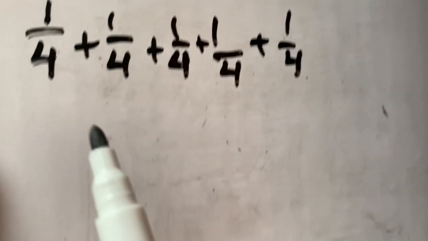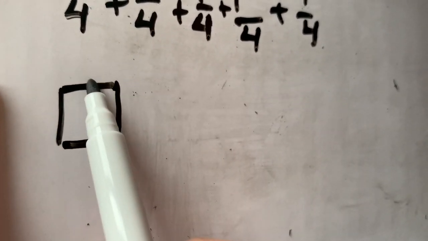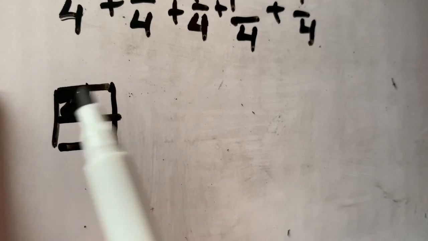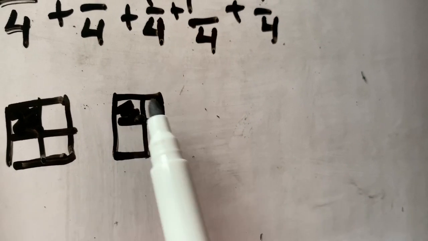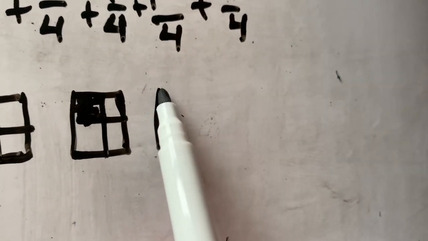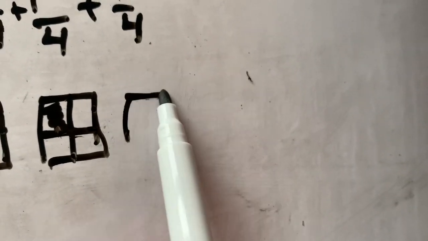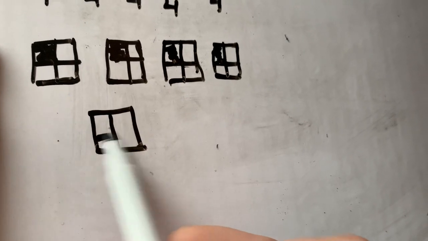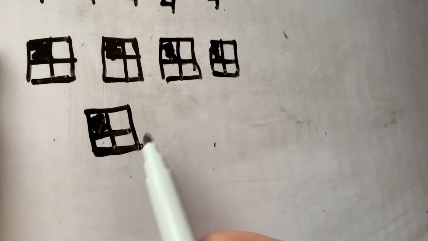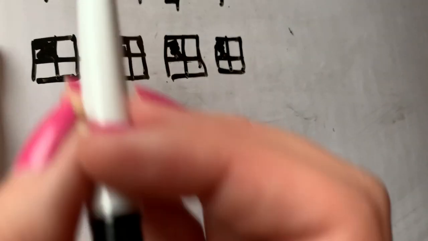We can also represent this in a model, right? If I were to draw a model to represent this, I would have 1/4, 1/4, another 1/4, another 1/4, and another 1/4. So how many fourths do we have in total here? 1, 2, 3, 4, 5. We have 5 1/4s, right?